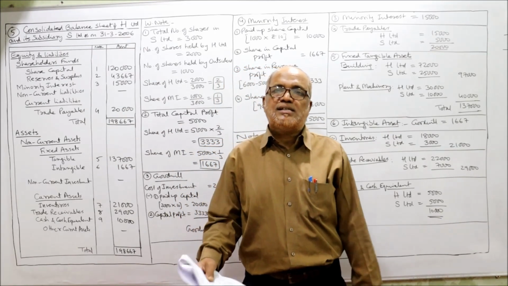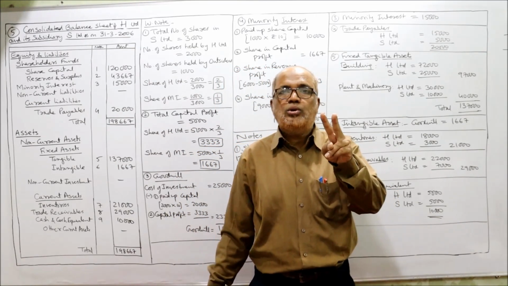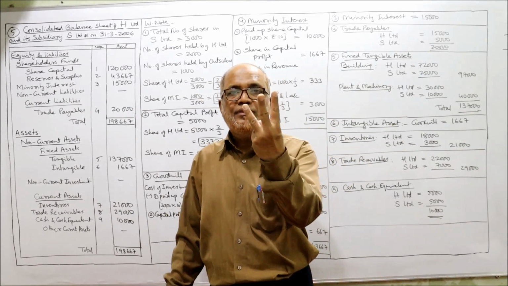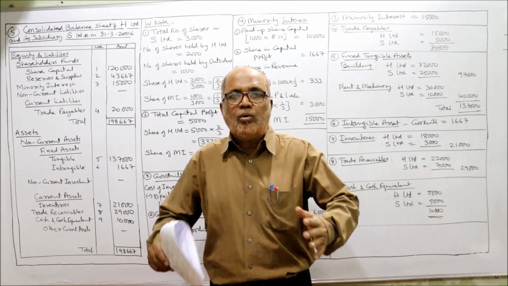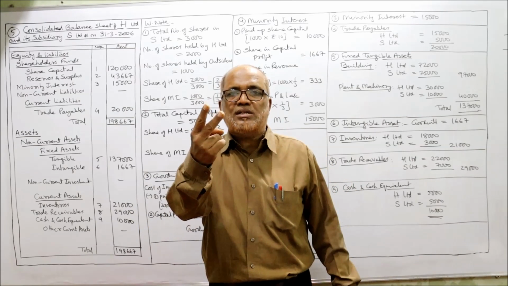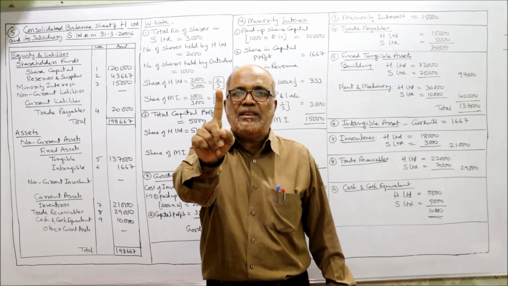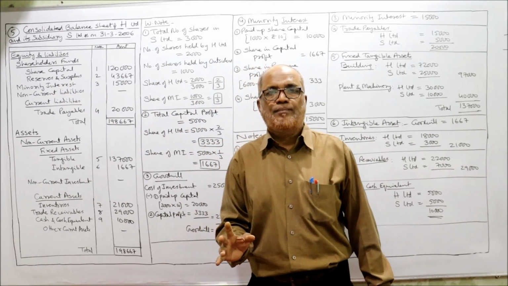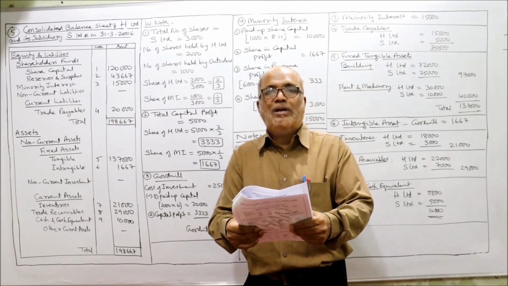So how many shares has H Limited purchased? 2,000. How many total shares are there in S Limited? 3,000. That means out of 3,000, 2,000 shares are held by H Limited. 1,000 shares are held by the outsiders, the minority interest. And the cost of the investment was 25,000.